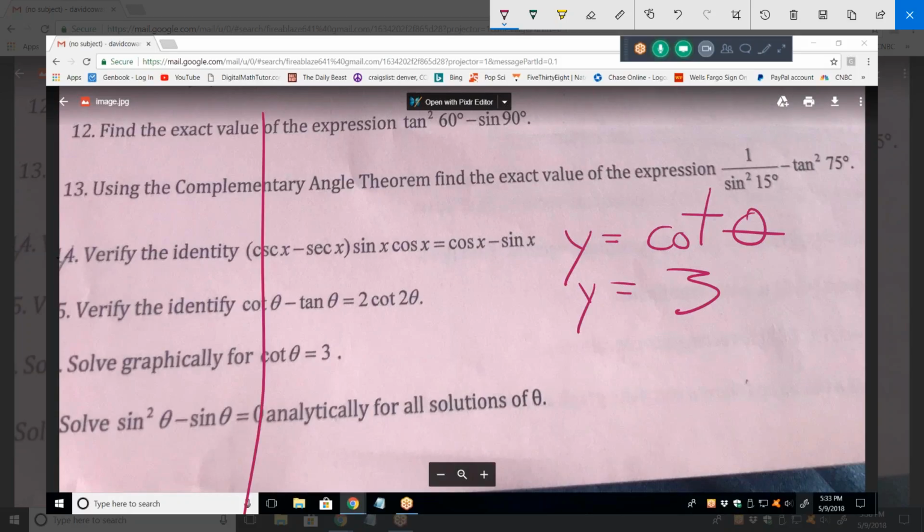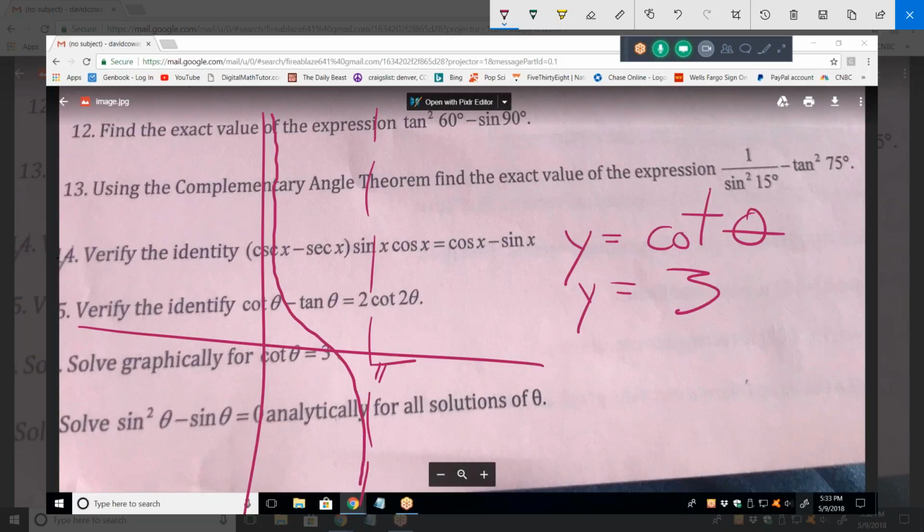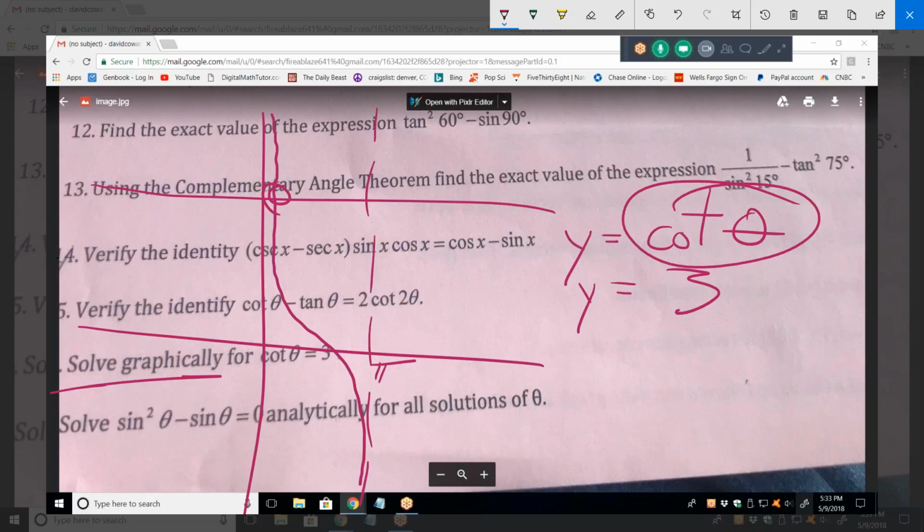Now, cotangent of theta looks like this. It goes between 0 and pi. Now, y equals 3 looks like that. So that's your solution right there, where they cross. And that's what they want you to do when they say solve it graphically. They want you to graph cotangent of theta, graph y equals 3, and wherever the 2 cross, that's a solution.